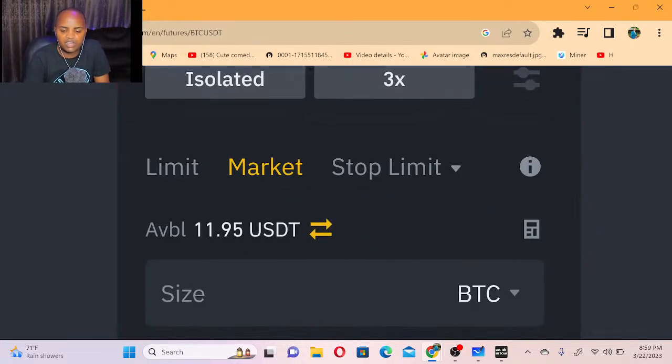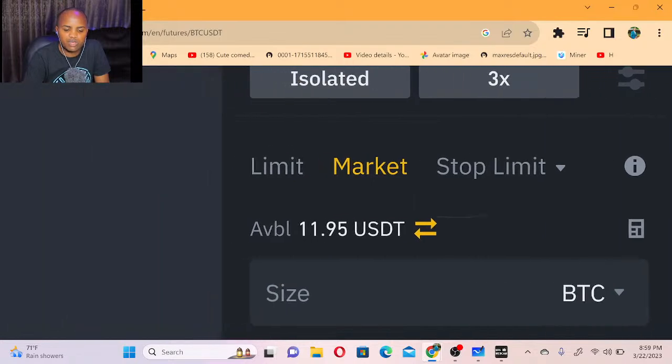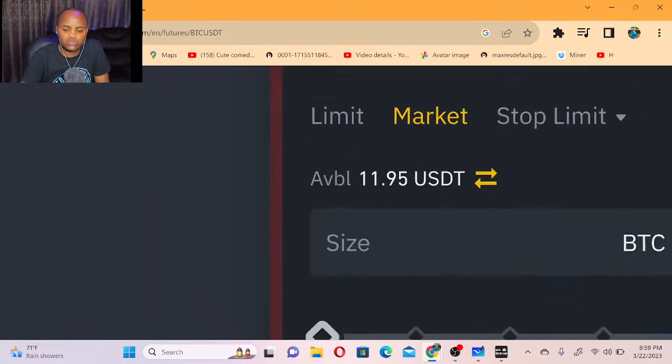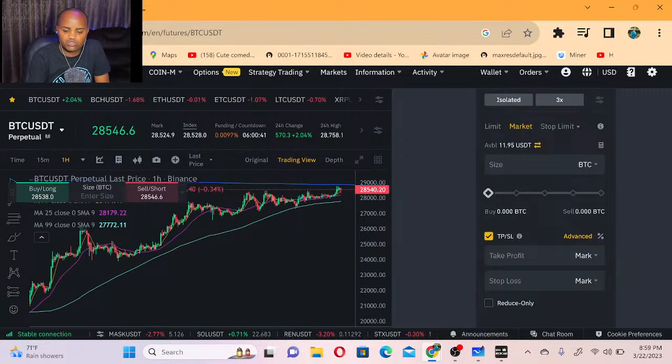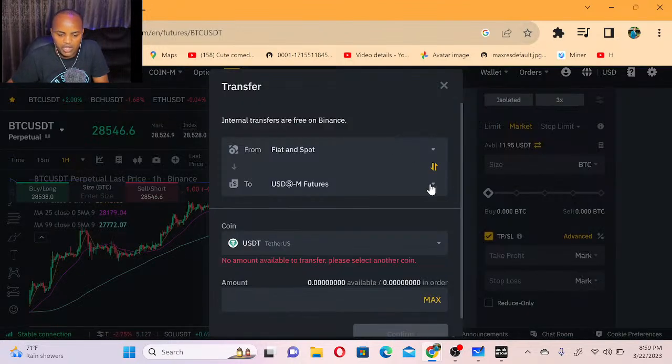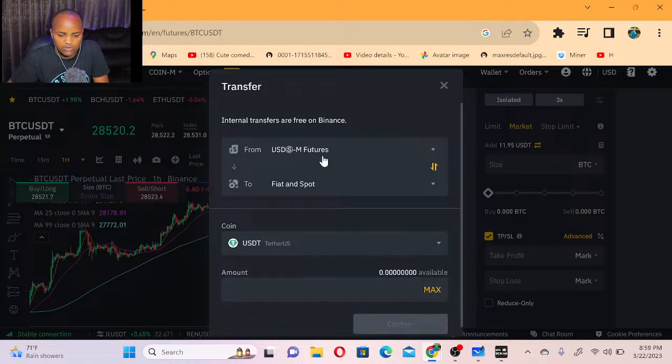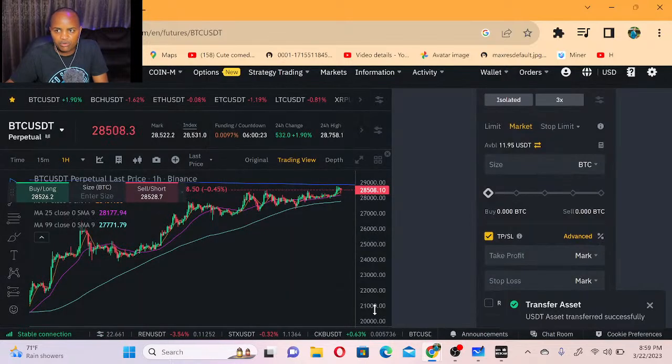Remember, we said first of all, if you want to transfer the money to any wallet, you transfer it to the Spot Wallet. So you can transfer this. Click transfer, and this is from fiat to USD futures. So I'm going to click this arrow from USD futures to fiat, then maximum, then confirm. Okay. Remember, after making profit and all that, that is the time you can just do this.